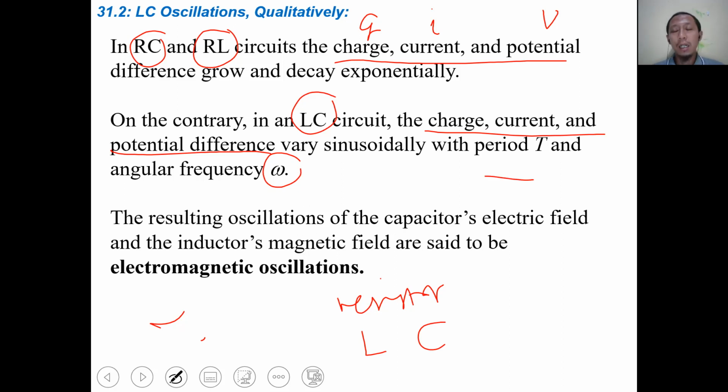We will see later. The resulting oscillation of the capacitor's electric field and the inductor's magnetic field is said to be electromagnetic oscillation. Because the charge, the current, and the potential difference vary sinusoidally with a period of T and angular frequency omega, we can say this is an oscillation. These are electromagnetic oscillations.